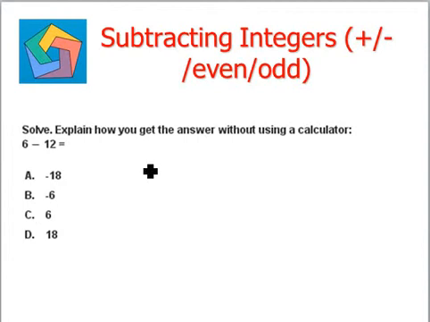Solve, explain how you get the answer without using a calculator. We have 6 minus 12. So this is nothing but a positive 6 minus 12. The two numbers' signs are different. What do we do? We subtract the numbers. That is 12 minus 6, which is equal to 6. Keep the sign of the bigger number. The bigger number is 12 and has a negative sign. So this becomes negative 6. So 6 minus 12 is negative 6. This is the final answer. It can be seen in option B.